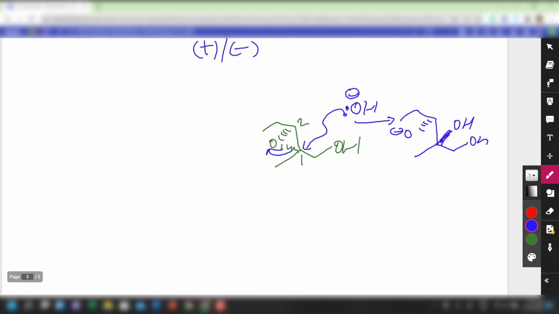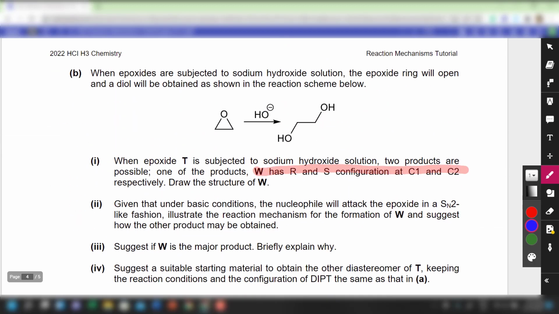the rear attack. Because if you take a look at part B2, the question says it's SN2 like fashion. So when they wrote SN2 like, it is really important for the students to recognize that they have to draw a rear attack to the best of their ability, of course. I haven't done B1 yet, so I'm just going to showcase to you that eventually the SN2 mechanism will lead to W and something else, which is another product, because later on you need to suggest how the other products may be obtained.